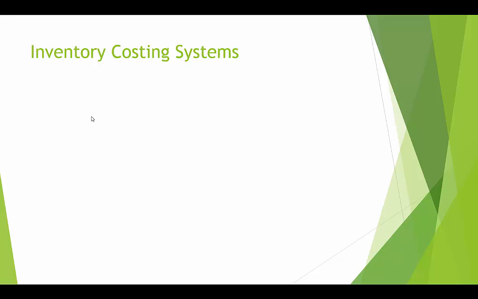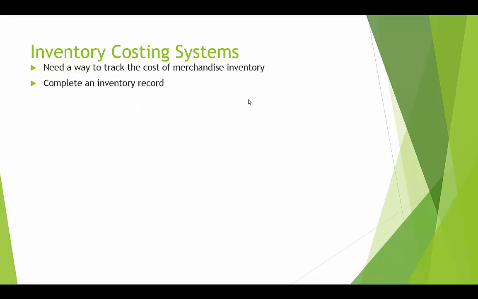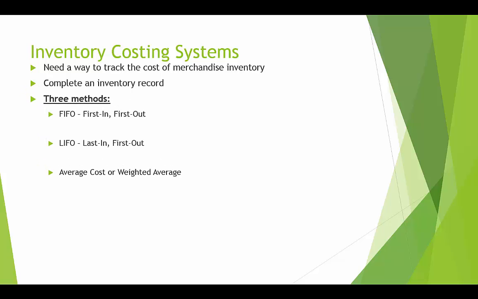Professor Karn back with you today talking about inventory costing systems. What we need to do in this particular case is figure out a way to track the cost of inventory. We really have three different methods that we can look at, and we're going to look at each of these and complete an inventory record. The three different methods are FIFO, which stands for first in, first out, LIFO, which stands for last in, first out, and then an average cost or weighted average way of looking at things as well.